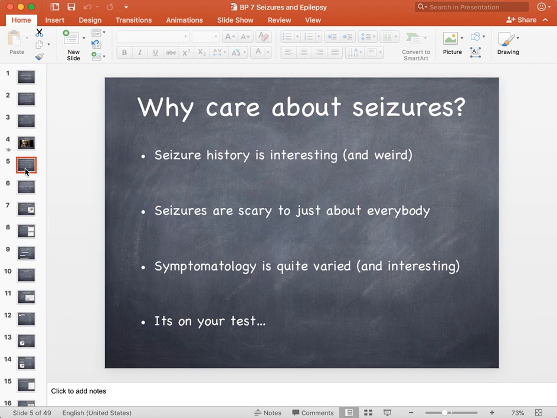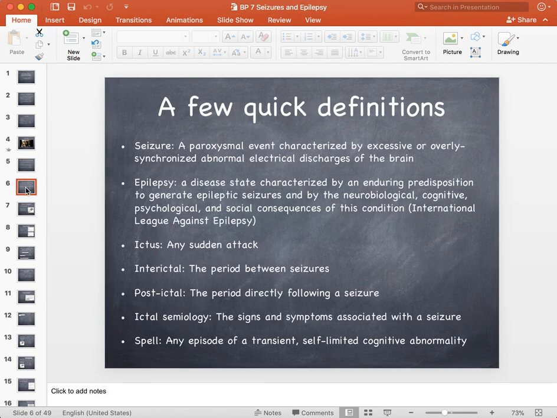The other thing is that seizures are really quite scary to pretty much everybody. It's an acute thing. The person is shaking about uncontrollably. Pretty much everybody freaks out in those situations. Yeah, your job as the doctor is to be the one person who's not freaking out. All right. Otherwise, the symptomatology of seizures and epilepsy is really quite varied, and I would say quite interesting. And as always, this is on your test. Step 2 in particular, there will be a Step 2 question from this hour.